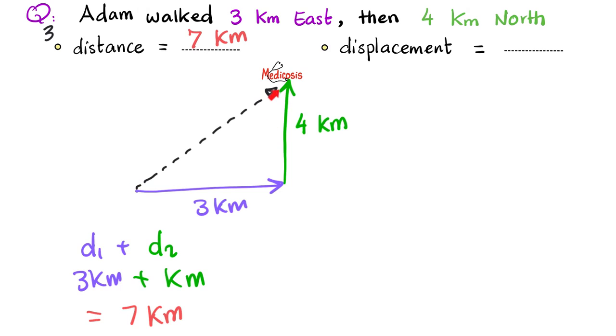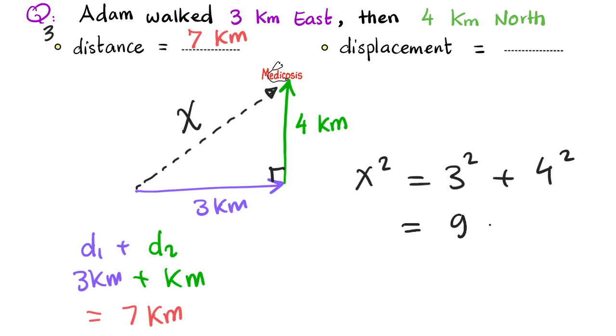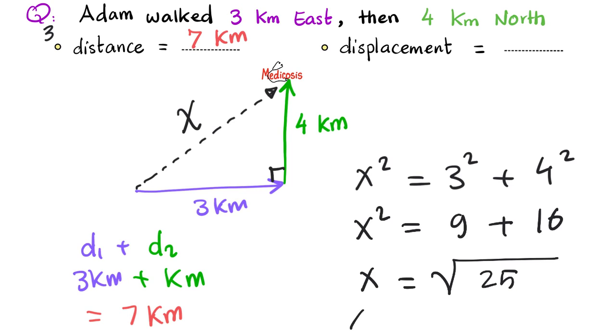How can I find this? Since this is a right angle triangle, I can use Pythagoras theorem, which means this displacement squared equals 3 squared plus 4 squared. This 3 and this 4 will give me 9 plus 16, and this is the x squared. How about x alone? You need the square root of 9 plus 16, which is 25. So x equals 5 kilometers in this direction, 5 kilometers northeast. Since this is displacement, you have to say the direction, northeast.